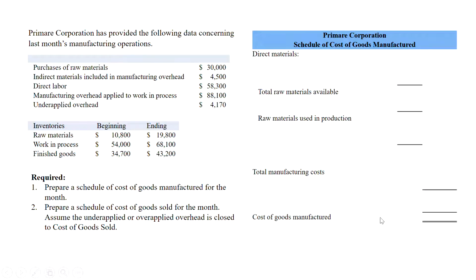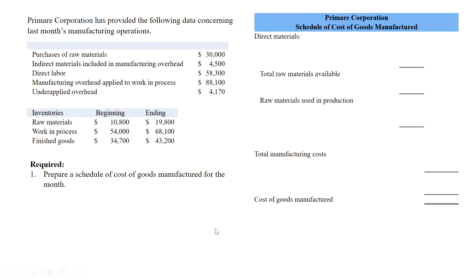For this particular problem, they ask us to do, number one, a cost of goods manufactured schedule, and number two, cost of goods sold. I'm going to focus on one point at a time, and we're going to start out with the cost of goods manufactured schedule. They've got some titles listed, not necessarily all, but there's going to be a lot of information we need to fill in.